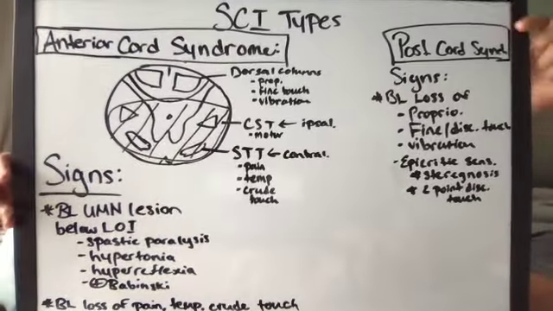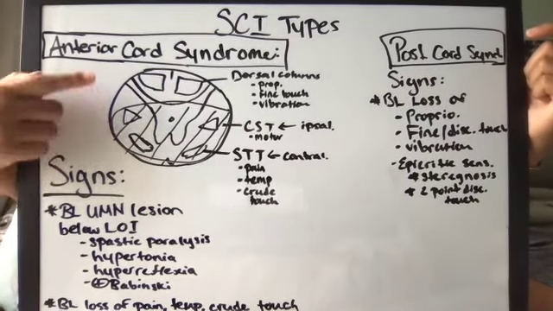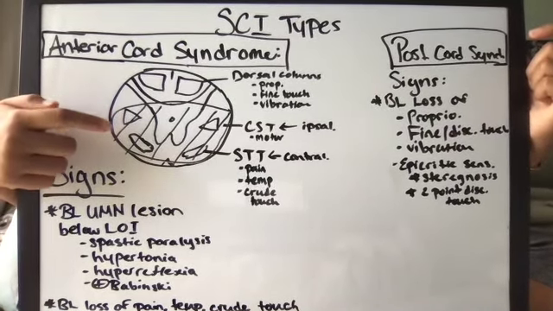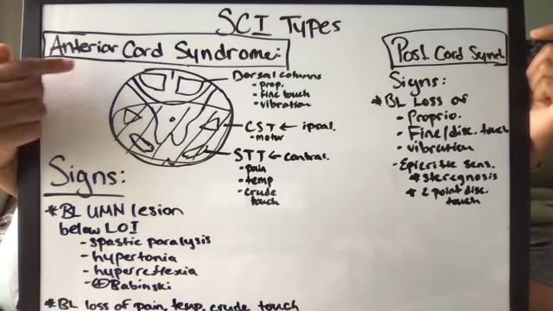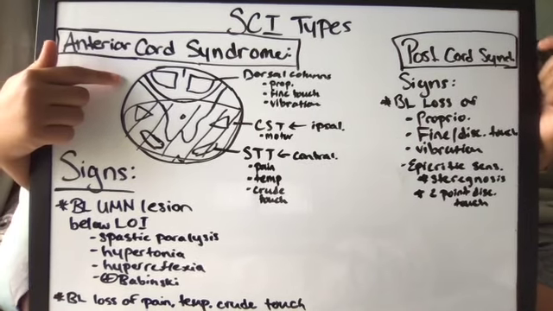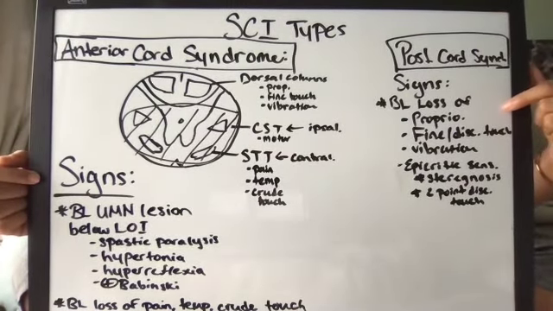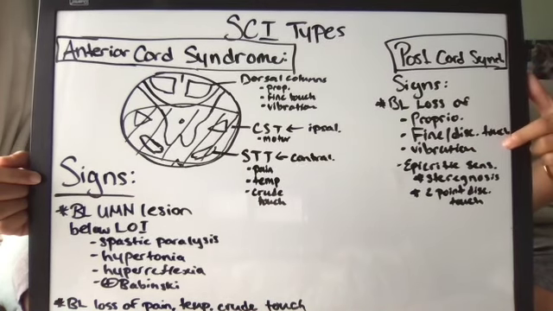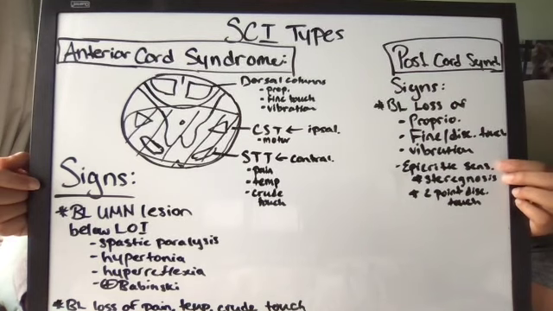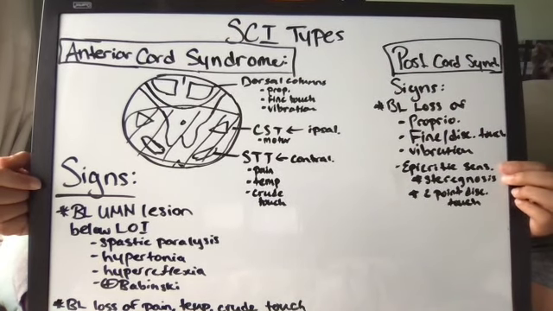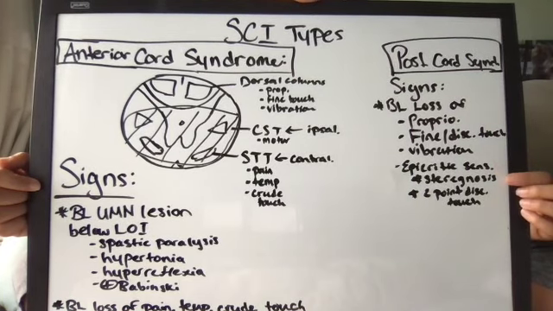I'm also just going to throw in here posterior cord syndrome, which is the opposite of this one. So instead of this area down here anteriorly being affected, the posterior area is affected, causing bilateral loss of proprioception, fine and discriminatory touch, and vibration. I also just want to note here that you're going to have loss of your epicritic sensation. Epicritic pretty much is just your stereognosis.